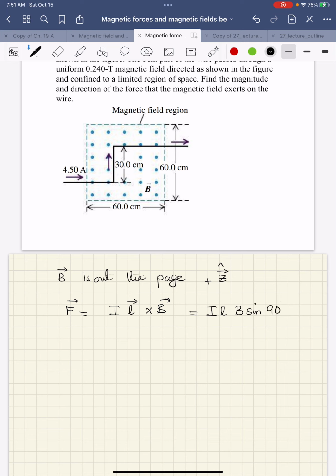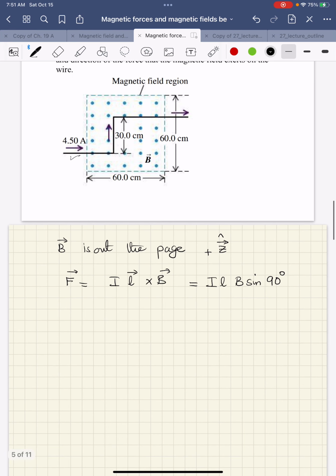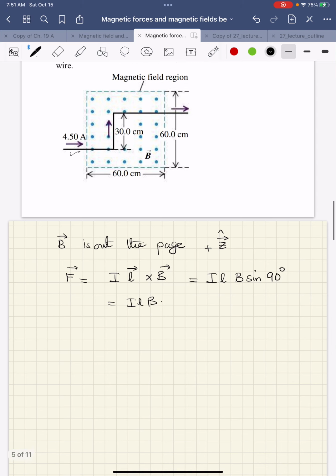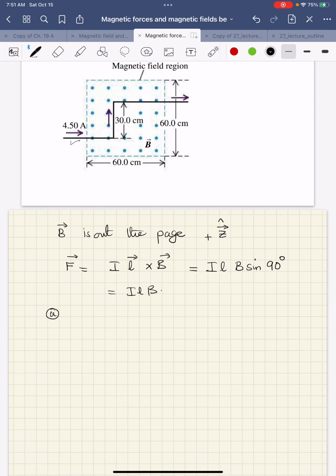90. If you look at the direction of the currents, the conductors themselves, the first part is perpendicular, the second is perpendicular, and the third is perpendicular. Therefore theta is going to be 90 for all, and therefore it is going to be I L times B. Now, I cannot do this in one calculation, so I need to find first FA, which is I times LA times B, and that is the first piece.